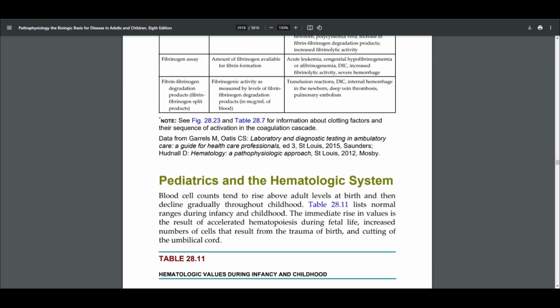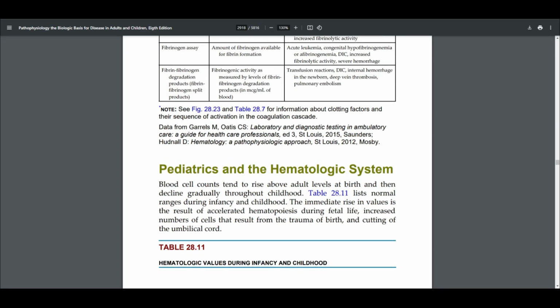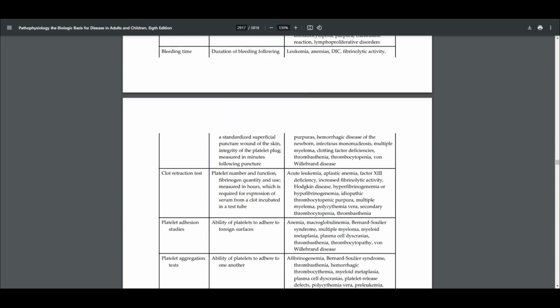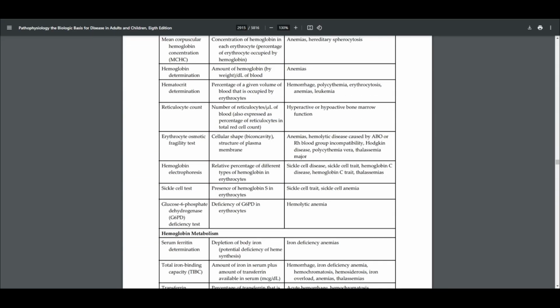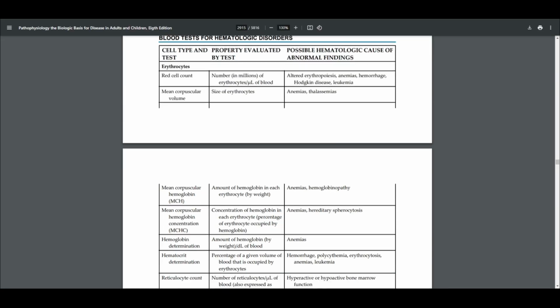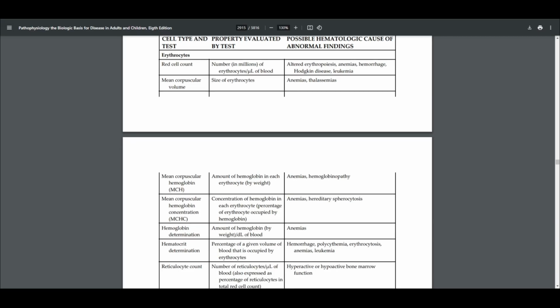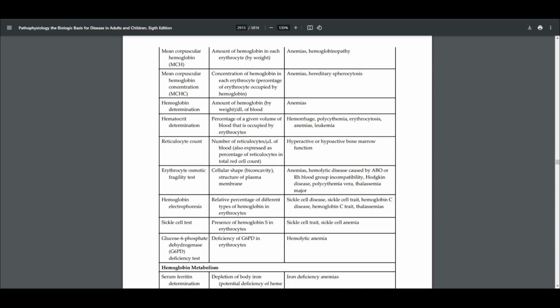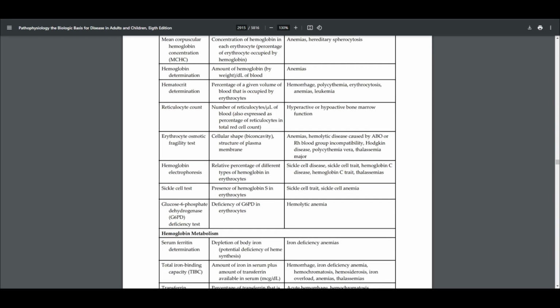Pediatrics and the hematologic system. Actually, let me go back to the top, only because I went through all this really quickly. So, make sure you hit pause if I'm ever going too fast. I'll try to stop where it makes sense.